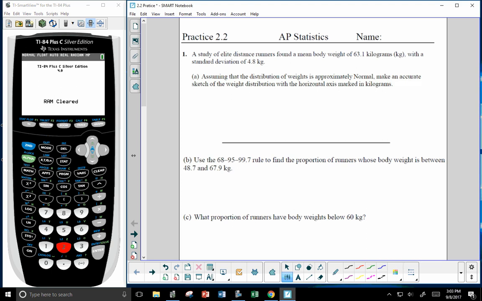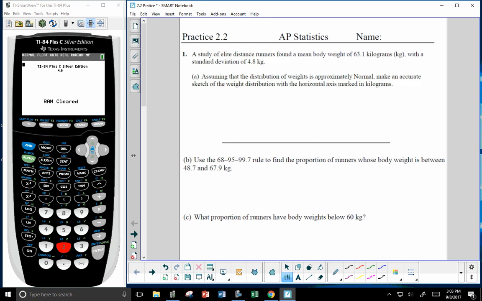Practice 2.2. A study of elite distance runners found a mean body weight of 63.1 kilograms with a standard deviation of 4.8 kilograms. Part A: assuming that the distribution of weights is approximately normal, make an accurate sketch of the weight distribution with the horizontal axis marked in kilograms.